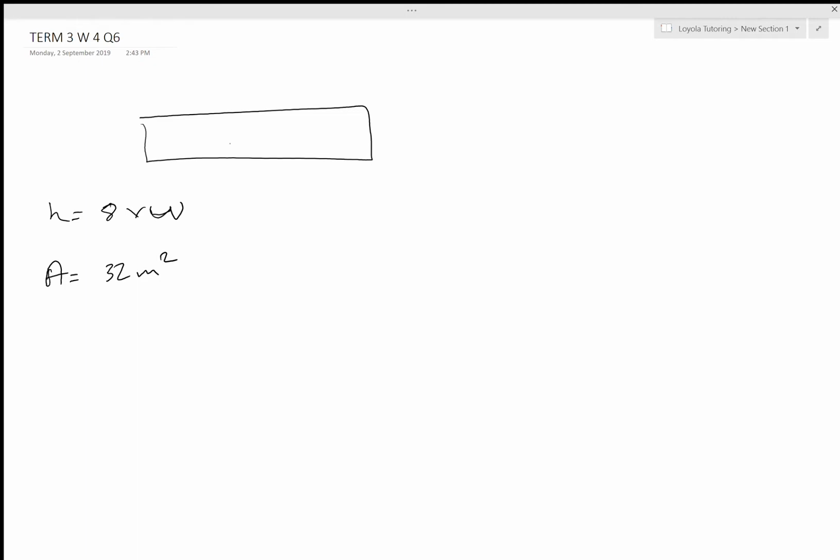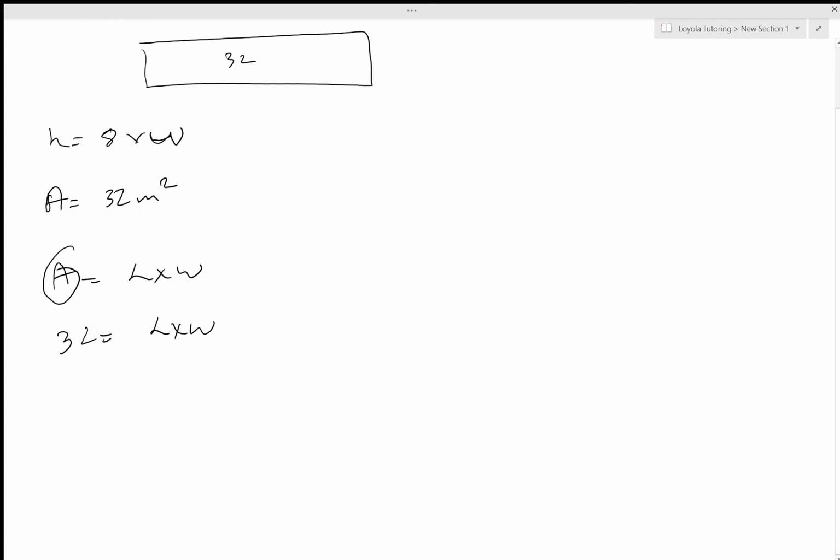So the area is 32, and we know that the length is 8 times the width. So let's solve this algebraically. How do we find the area of a rectangle? The area of a rectangle is length times the width. Knowing the area, we can sub in this value as 32 is equal to length times the width. Since we know what the length is, we can sub in this value. So 32 is equal to 8 times the width times the width.